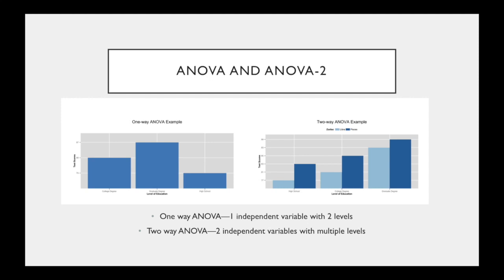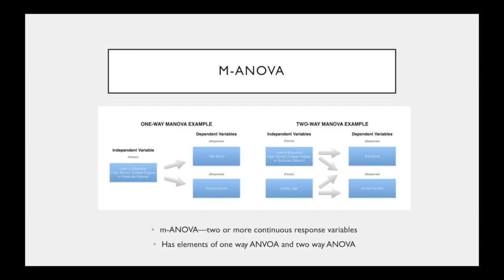single continuous response variable. The M-ANOVA, the multivariate analysis of variance, is used when there are two or more continuous response variables instead of a single one. It also has a one-way M-ANOVA and two-way M-ANOVA depending on the number of factor variables involved.